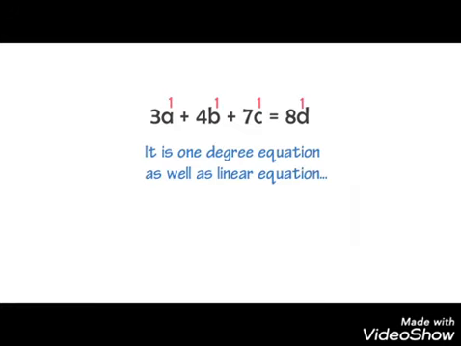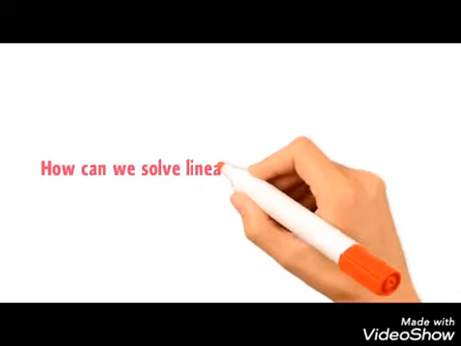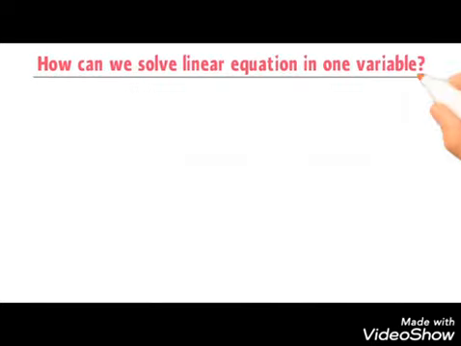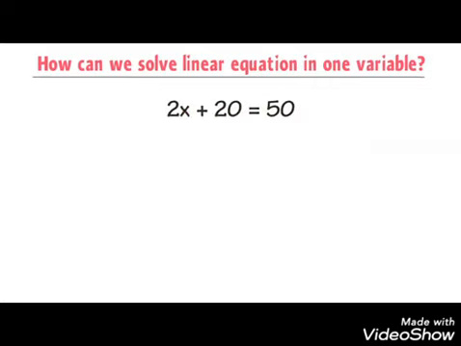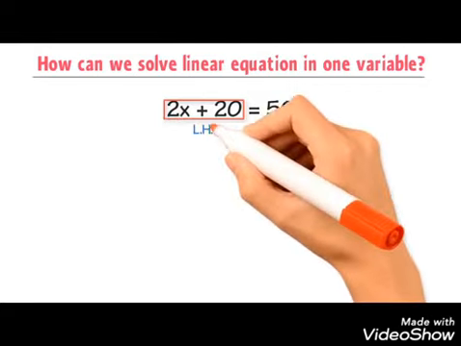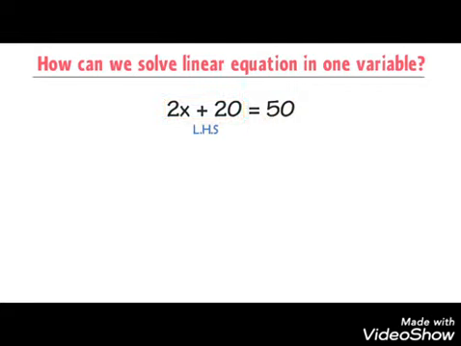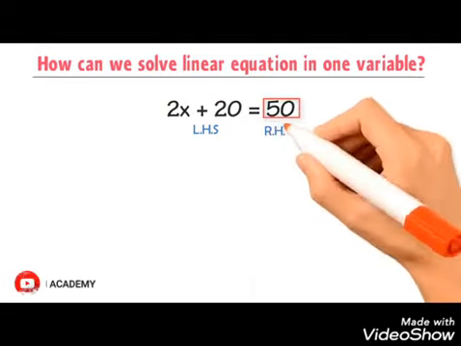Now let me teach you how we can solve a linear equation in one variable. For example, if a linear equation 2x plus 20 is equal to 50 is given and we are asked to find the value of x, then it will be calculated as follows. Remember that this side of the equality sign is known as the left-hand side, while this side of the equality sign is known as the right-hand side.